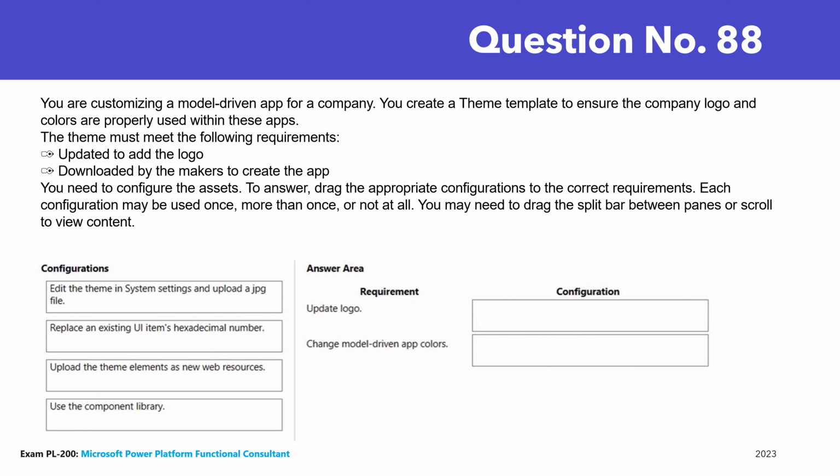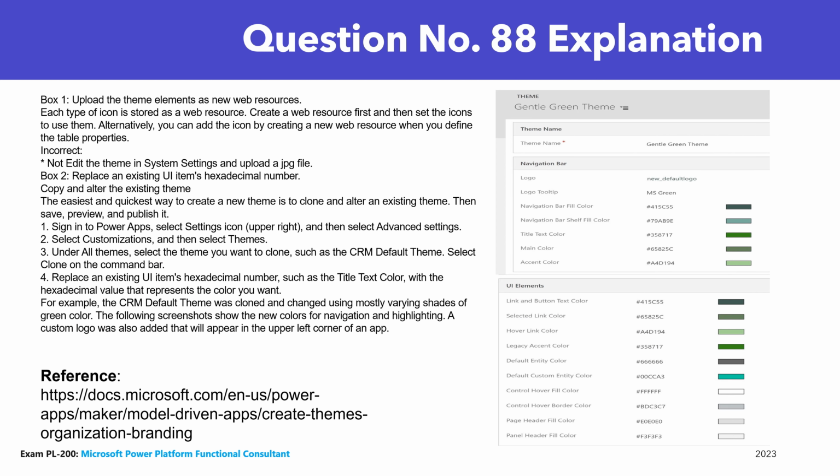To answer, drag the appropriate configurations to the correct requirements. Each configuration may be used once, more than once, or not at all. You may need to drag the split bar between panes or scroll to view content. Requirement: update logo. Configuration: upload the theme elements as new web resources. Requirement: change model-driven app colors. Configuration: replace an existing UI item's hexadecimal number.